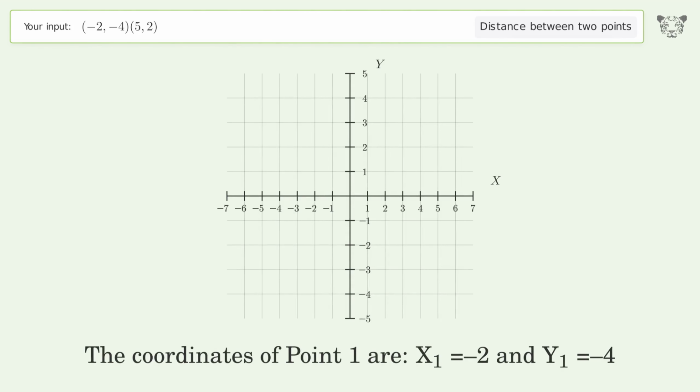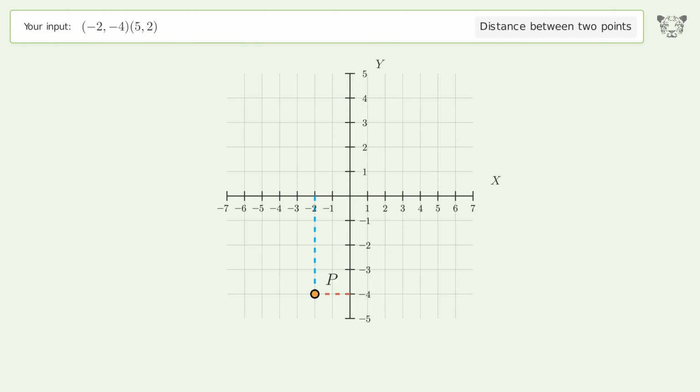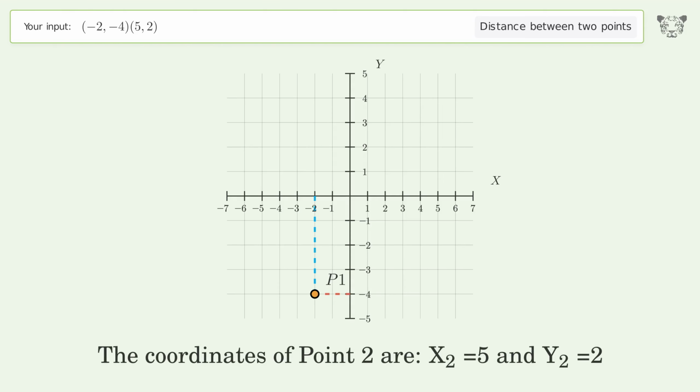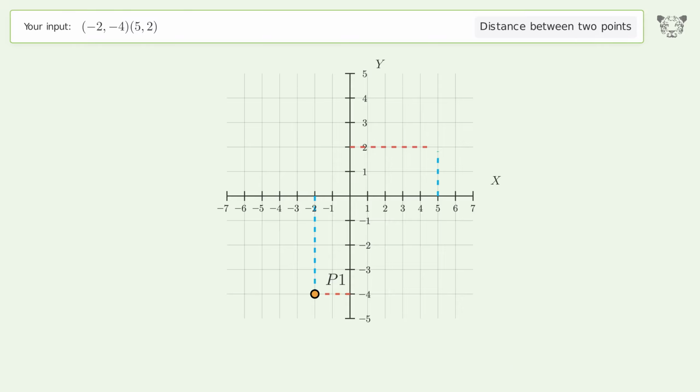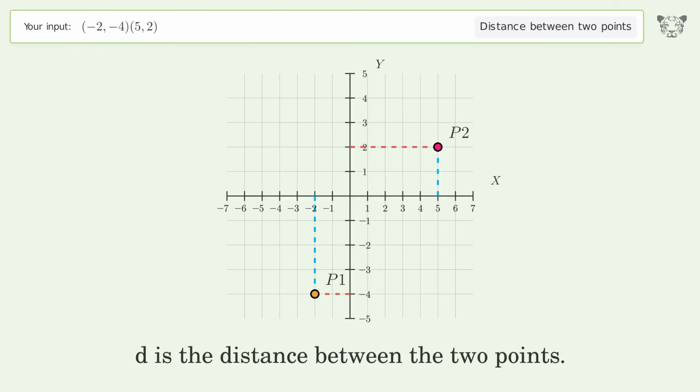The coordinates of point 1 are x1 equals -2 and y1 equals -4. The coordinates of point 2 are x2 equals 5 and y2 equals 2. D is the distance between the 2 points.